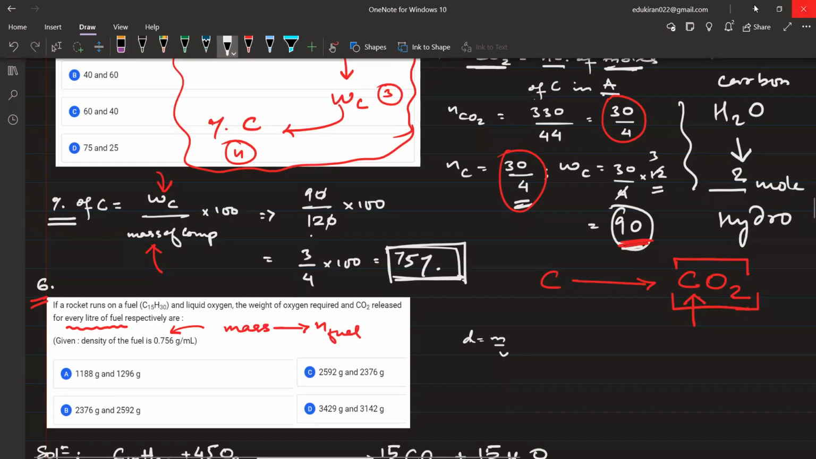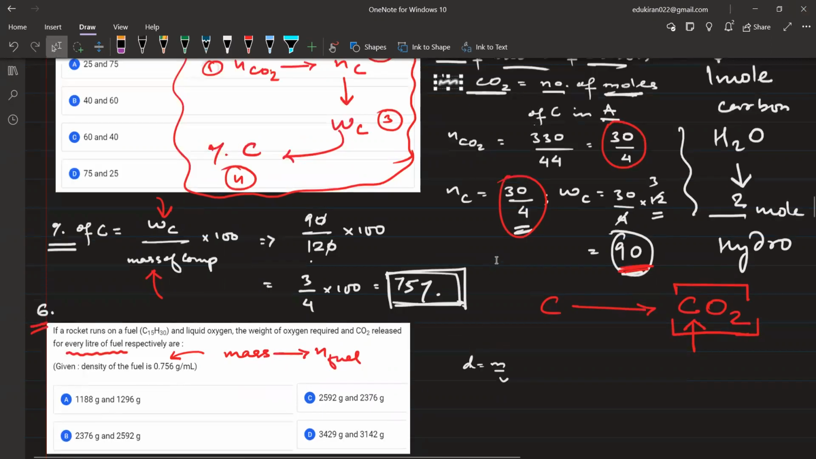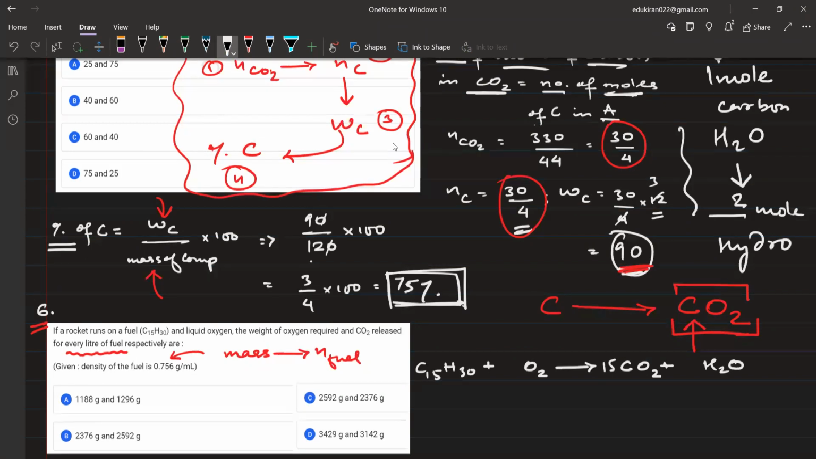Let's first balance the equation, and tell me the stoichiometric coefficient of O2. How much O2 is being used? You will be able to write the reaction, right? See, the reaction will be C15H30 plus O2 gives CO2 plus H2O. C15, that means 15 moles of carbon dioxide. H30, that means 15 into 2, that is 30. Now tell me how much will come here. What is this amount, the blank? Balance the oxygen, tell me how much oxygen should come.